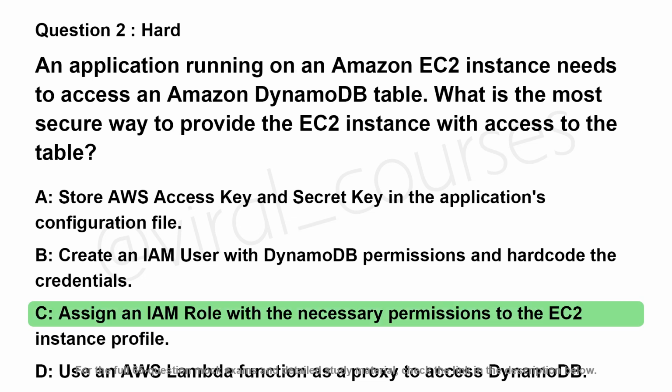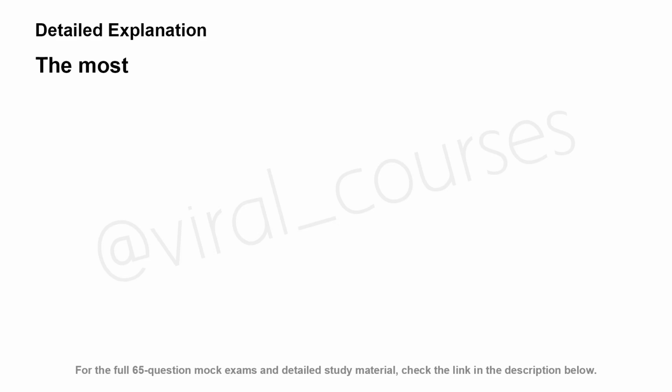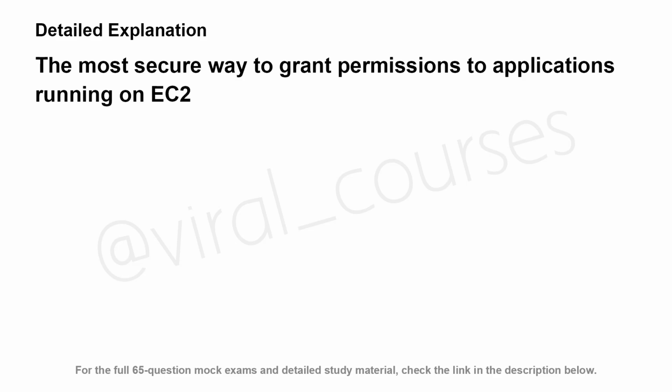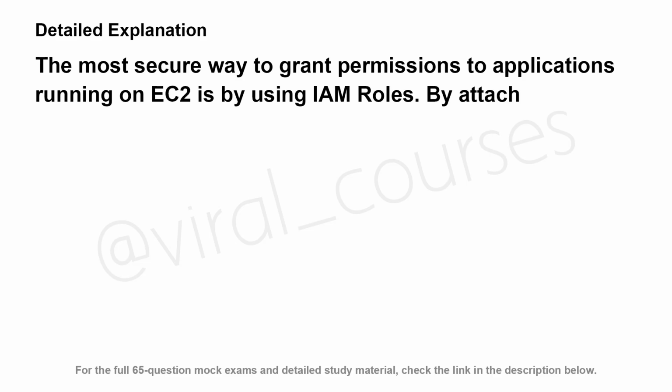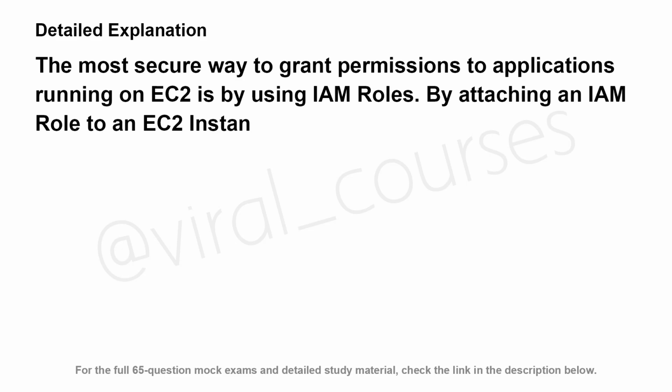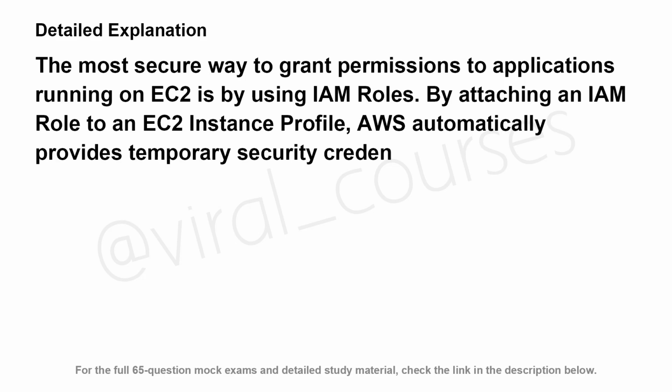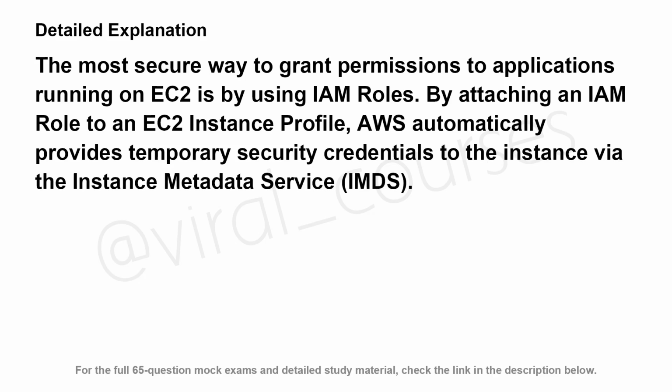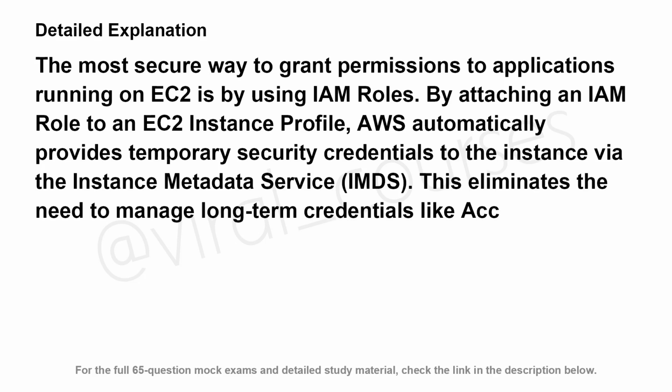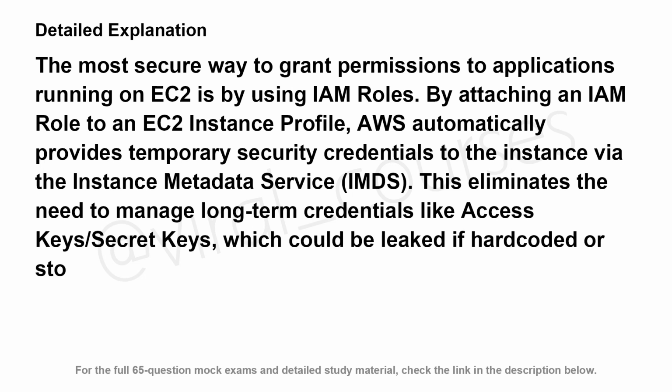The correct answer is C. The most secure way to grant permissions to applications running on EC2 is by using IAM roles. By attaching an IAM role to an EC2 instance profile, AWS automatically provides temporary security credentials to the instance via the instance metadata service, IMDS. This eliminates the need to manage long-term credentials like access keys and secret keys, which could be leaked if hard-coded or stored in configuration files.